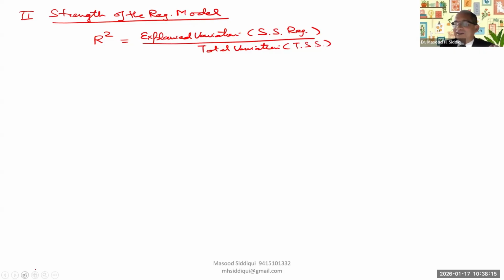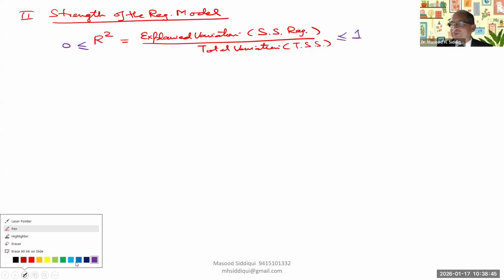Now, since the sum of square cannot be negative, both terms, whether the numerator or the denominator, cannot be less than 0. So R square is greater than or equal to 0. And this explained variation is a part of total variation, so it can never be more than the total variation. So this R square will always lie between 0 and 1. Right?